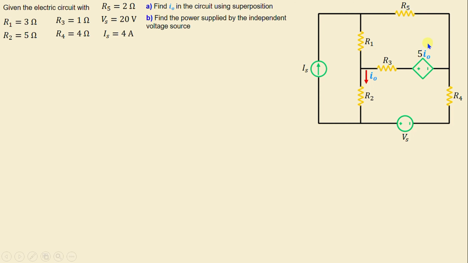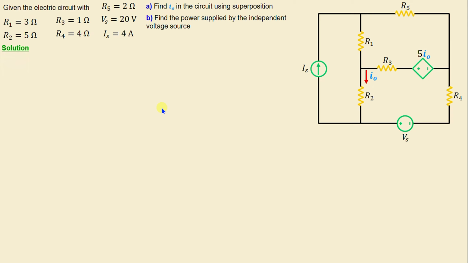Let's consider this network consisting of 5 resistors labeled R1 through R5 as well as 2 independent sources Vs and Is. Additionally, we can observe the presence of a dependent source, especially a current-controlled voltage source. The first question is to find the current I0 through the resistor R2 using the superposition method. And the second question is to find the power supplied by the independent voltage source Vs. Let's move on to the solution.